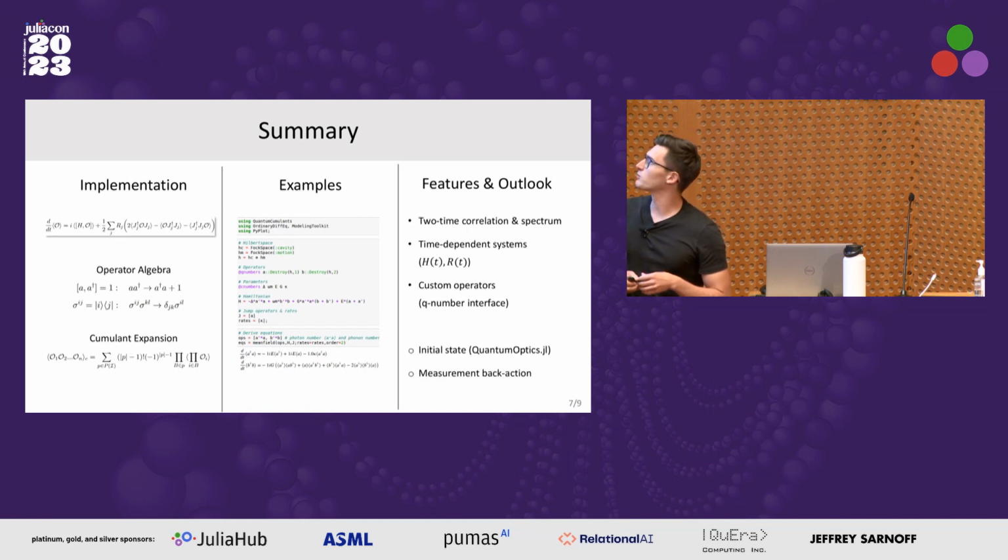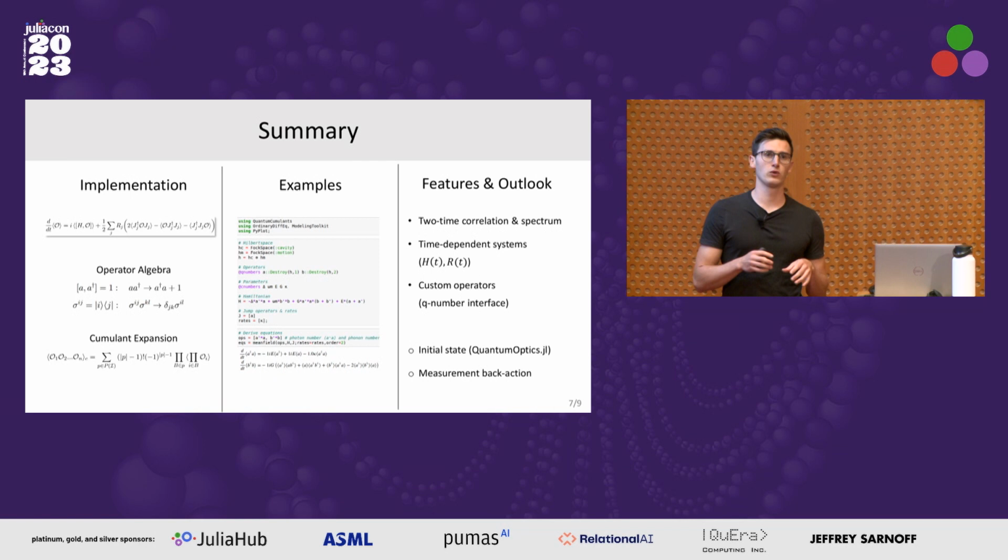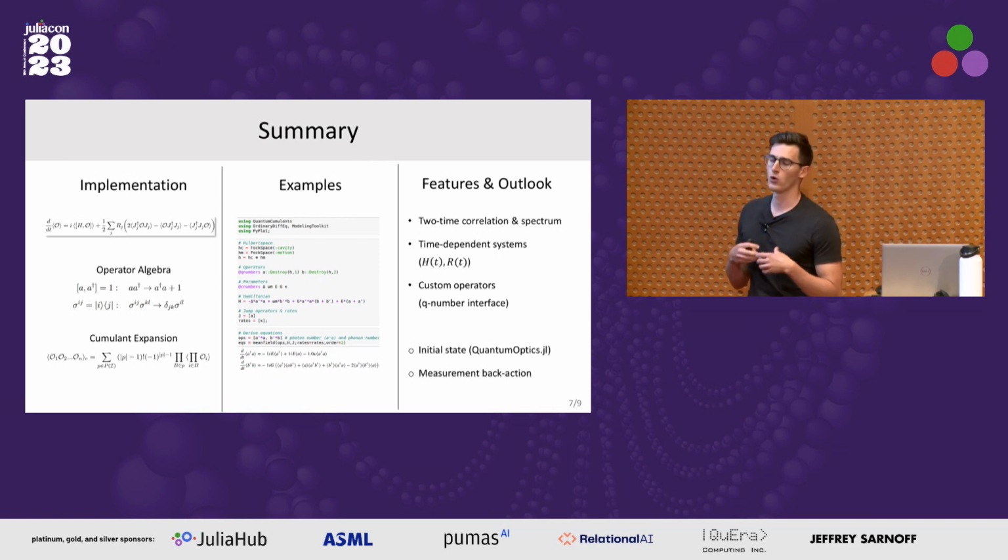And let me just briefly mention some features which weren't shown in the examples before. We can, for example, also derive the equations for 2-time correlation functions, which allows us also to calculate the spectrum, which is, for example, relevant for the superradiant laser. We can also do time-dependent systems, where we define time-dependent Hamiltonians or time-dependent decay rates. And it's also not too difficult to define your own operator algebra or your own custom operators with our QNumber interface.